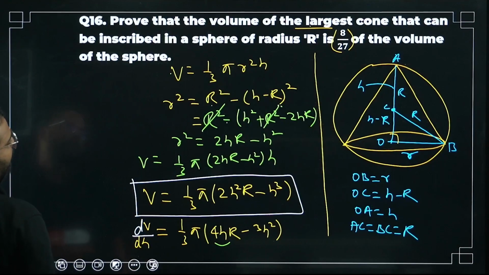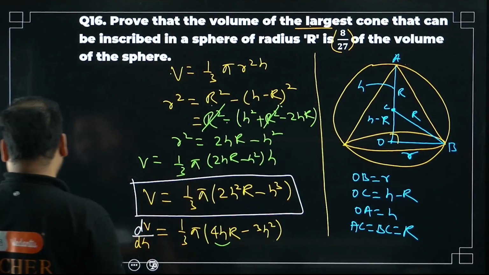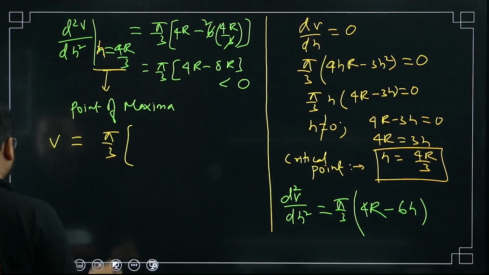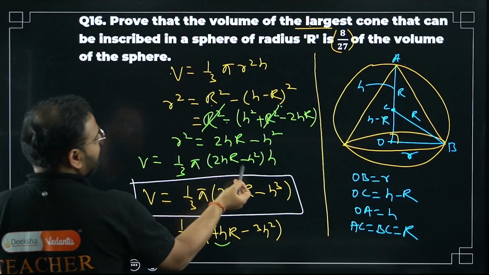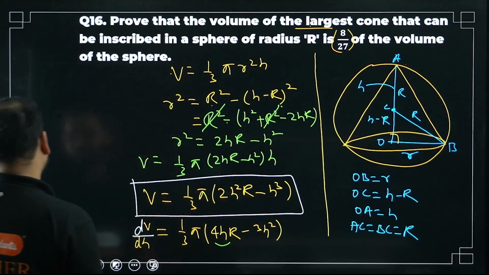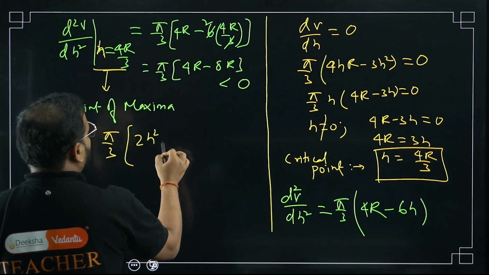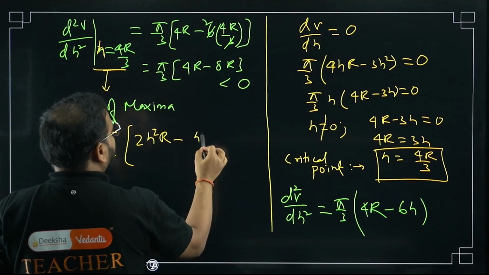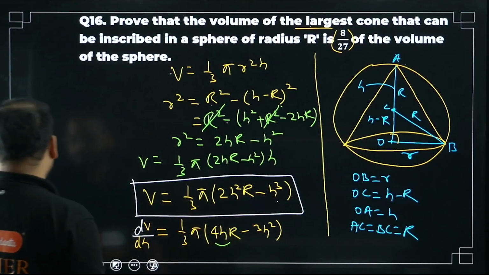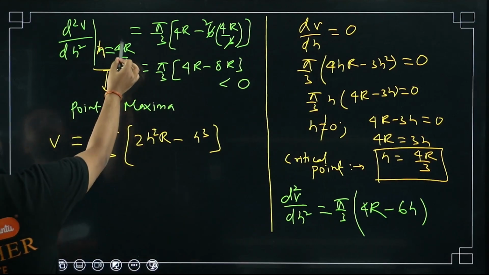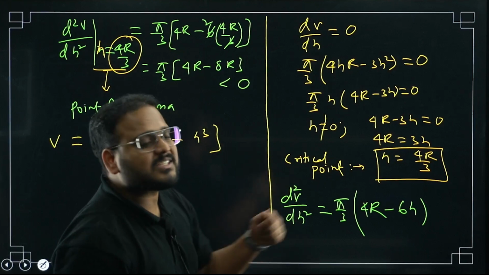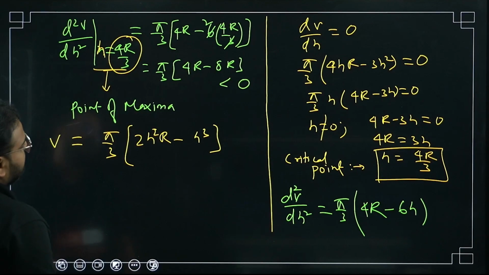Please check. Volume over here I got 1 by 3 pi, or pi by 3, right here, pi by 3. Check now what I'm getting other than this. 2hr minus h square. Sorry, over here I can write now 2h square r minus h cube. 2h square r minus h cube is my volume. I have to find at what point, h equals 4r by 3. How come, sir? Because this is the point of maxima where the largest cone's volume will be existing.